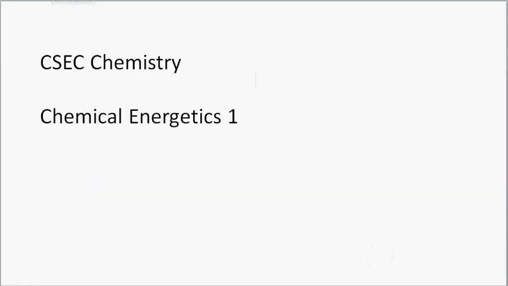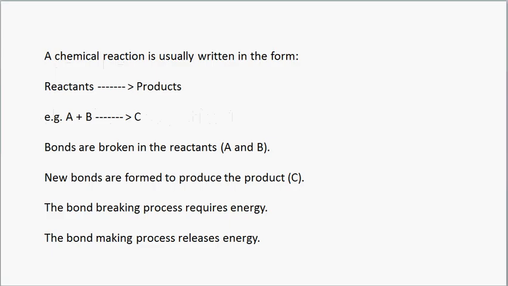And today we are going to be looking at chemical energetics. Now, in any chemical reaction, we have reactants on the left-hand side and we have products on the right-hand side. For example, if we have A plus B reacting to produce C, A and B on the left-hand side of the equation represent the reactants and C represents the product in this case.